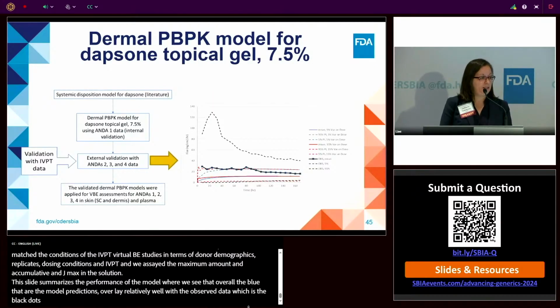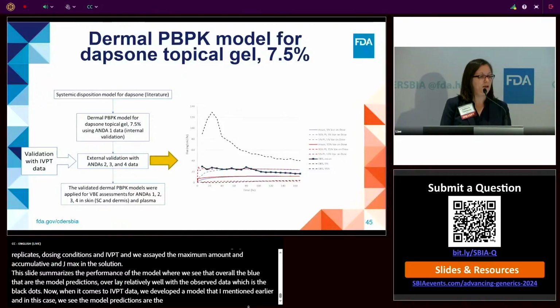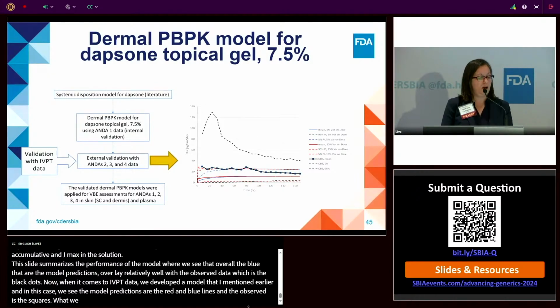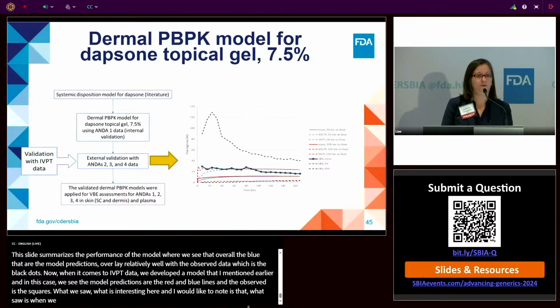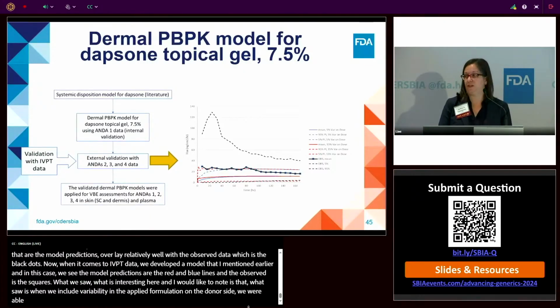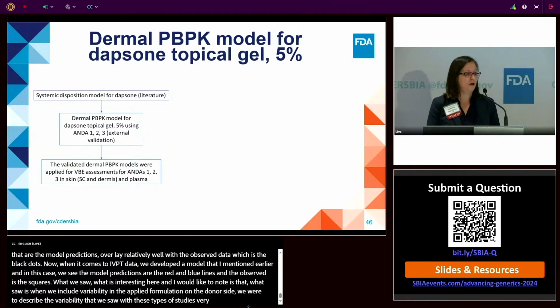Now, when it comes to IVPT data, we developed an IVPT model, as I mentioned earlier, and in this case, the model predictions are the red and blue lines, and the observed data are the squares. What was interesting here, and I would like to note, is that when we include variability in the applied formulation on the donor side, we were able to describe the variability that we see in these types of studies very well. So that's an interesting point to consider in the future.